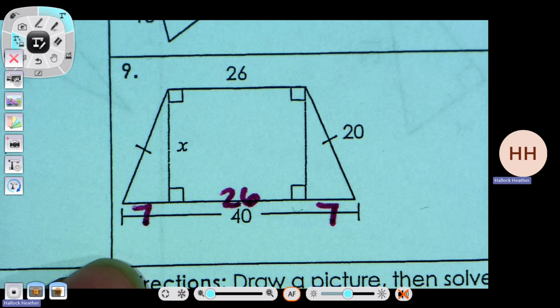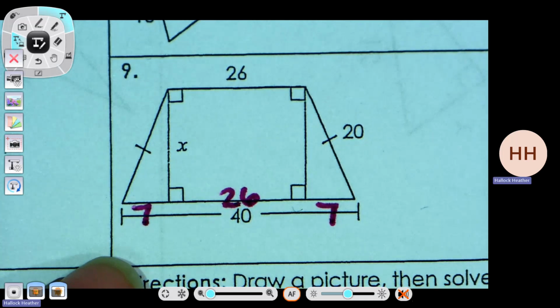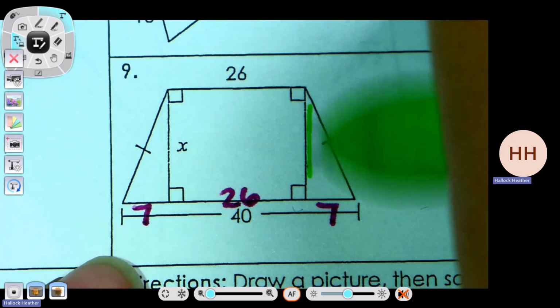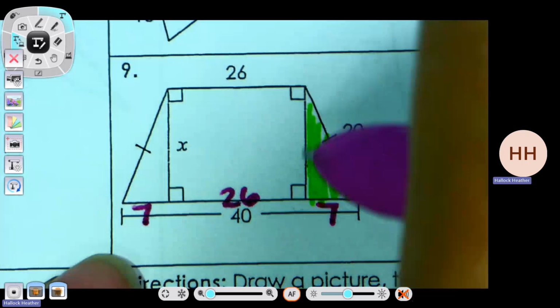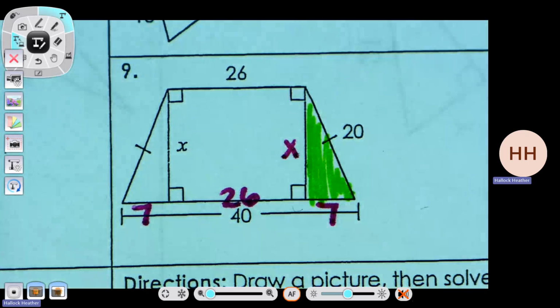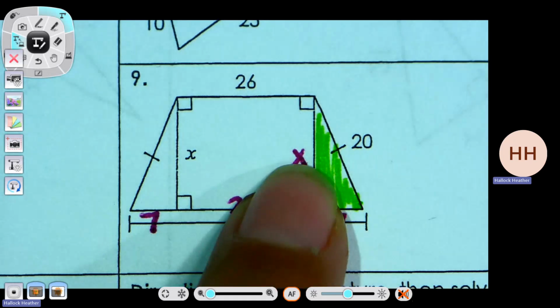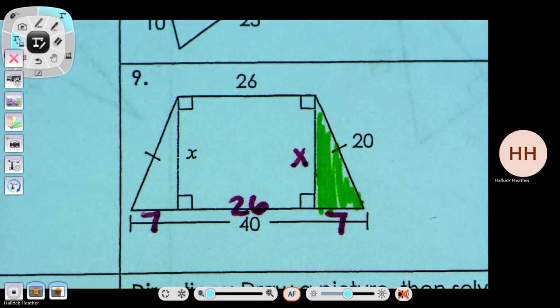So which right triangle should I use, to the left or to the right? The right. Technically, it doesn't matter because they're the same. So if I use the right side, X is over here. Now just looking at your triangle, you can do the Pythagorean theorem. You have 7 and X as A and B. C is going to be 20.